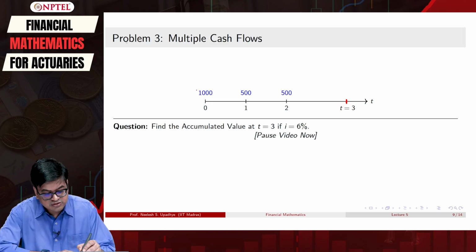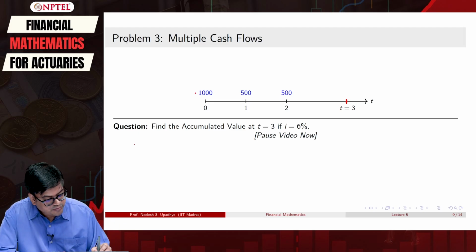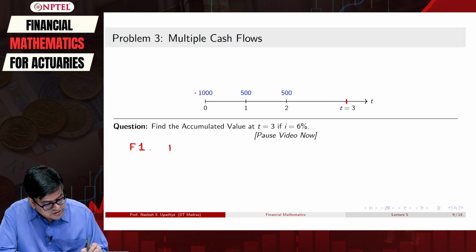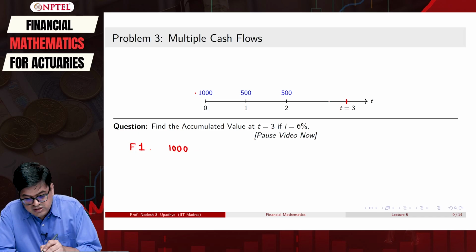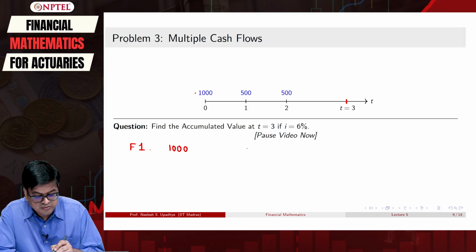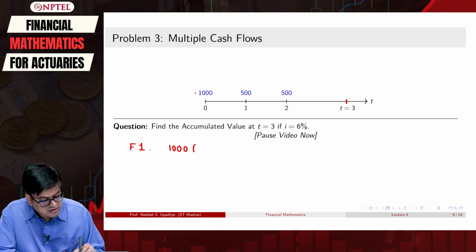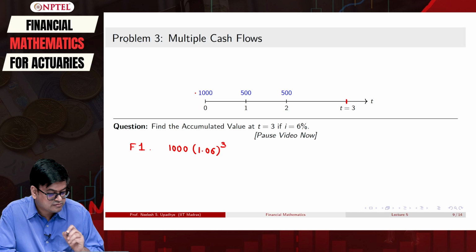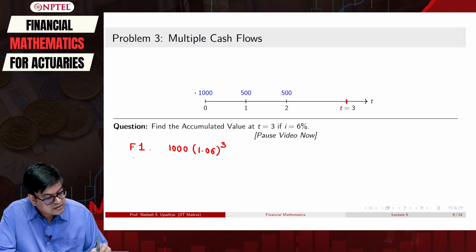This 1000 rupees invested at time point 0, we will call flow 1. This is 1000 rupees invested. These 1000 rupees must have earned interest over 3 time periods, where for each time period the interest rate is 6%. Therefore, I will use the model 1.06 raised to 3. We can calculate this value.